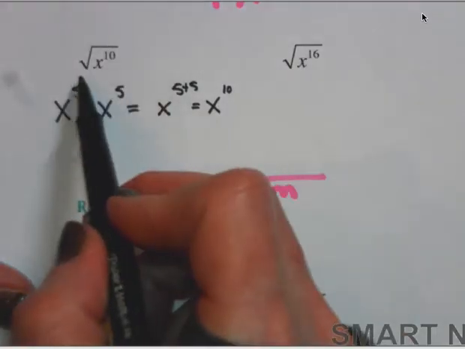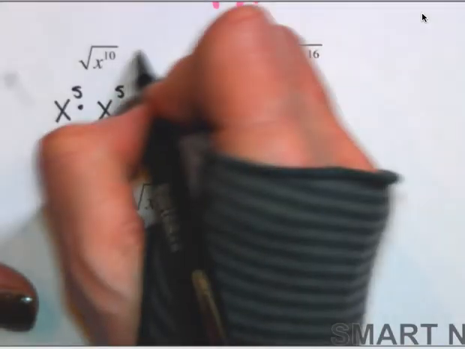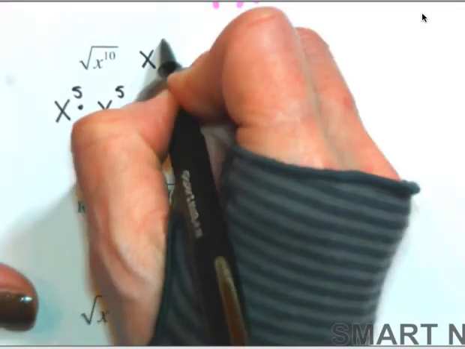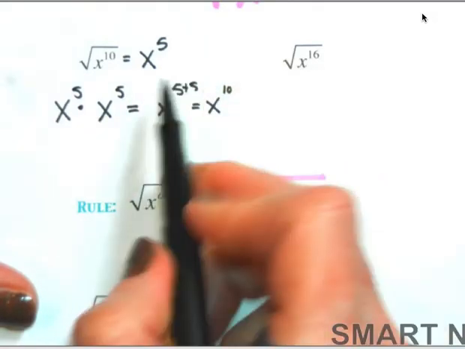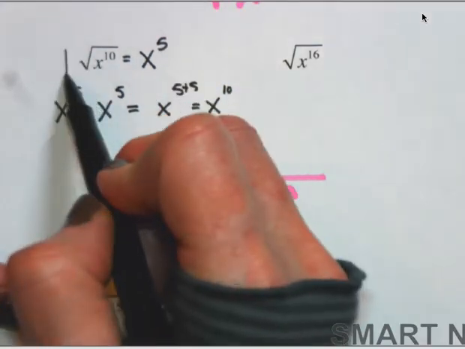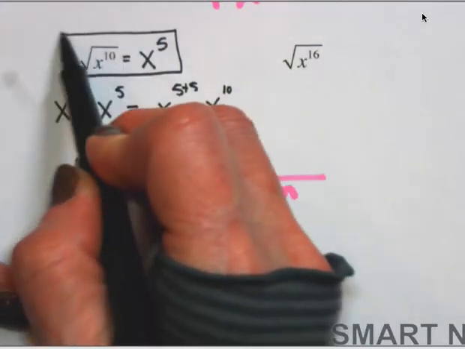So the square root of x raised to the power of 10 is going to simply be x raised to the power of 5 without the radical symbol around it. So this is going to be my simplified expression.